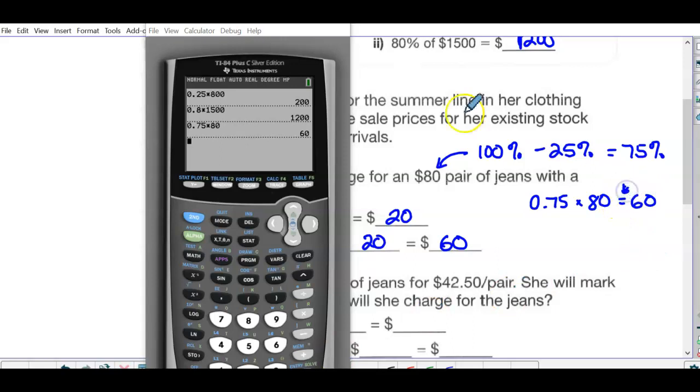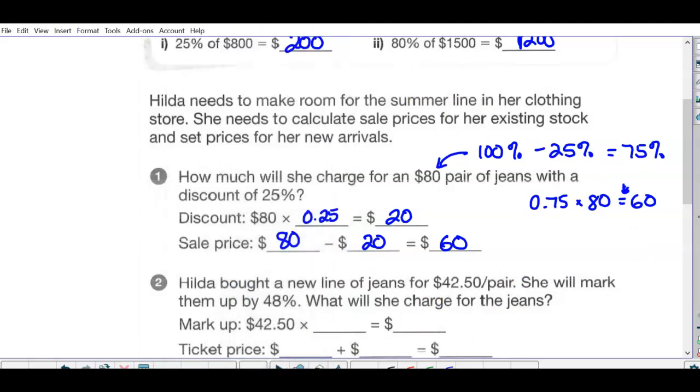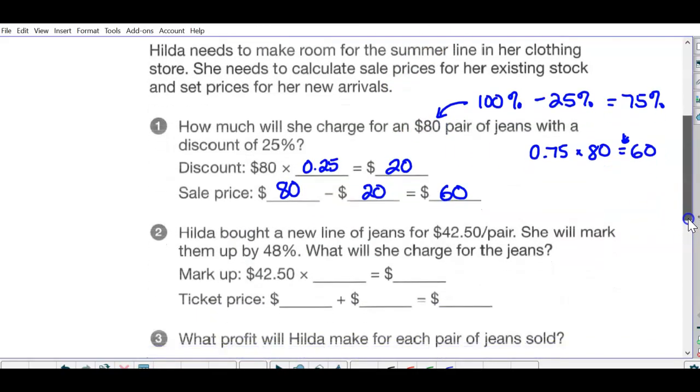Okay, so if you didn't have to know what the value of the discount is, then you can just go right to this. So you need to read the question carefully when you're doing these. Hilda bought a new line of jeans for $42.50 per pair. So she bought that from the wholesaler, and then she will mark it up and put a price tag on, and that's when we will buy it. So she will mark them up by 48%. So what will she charge for the jeans?